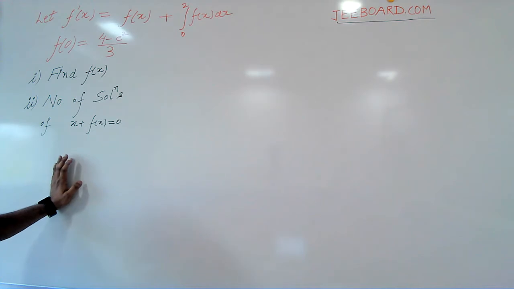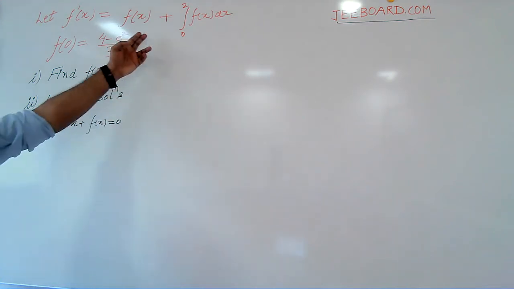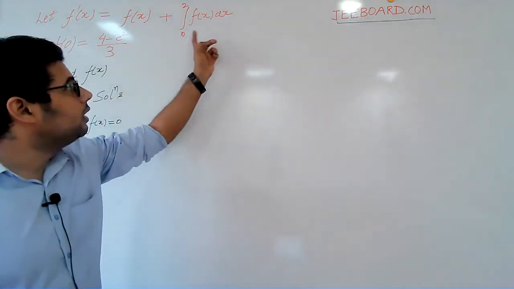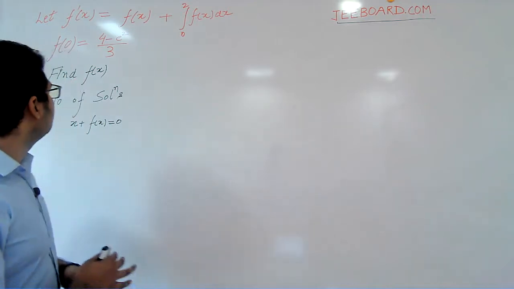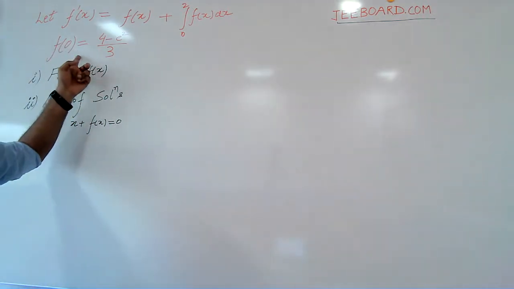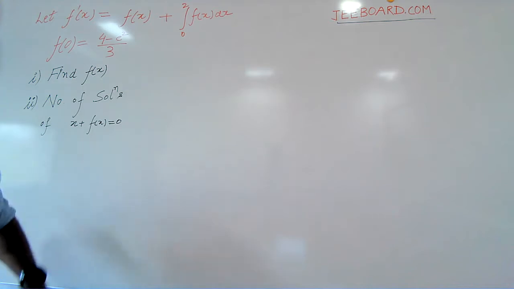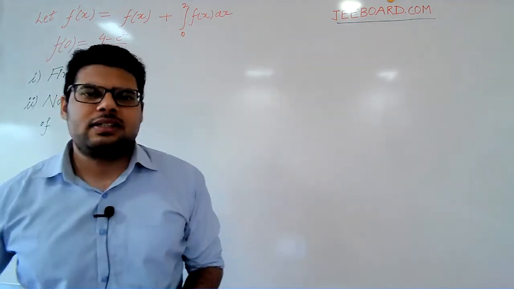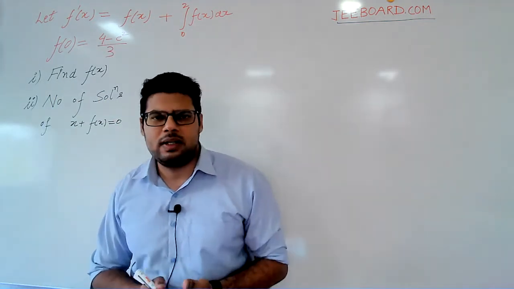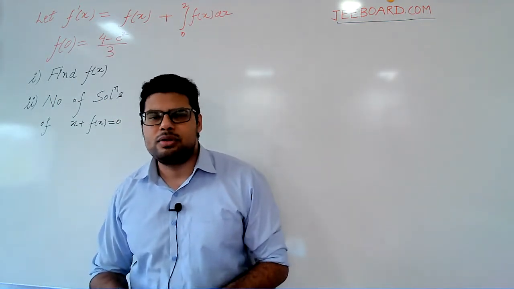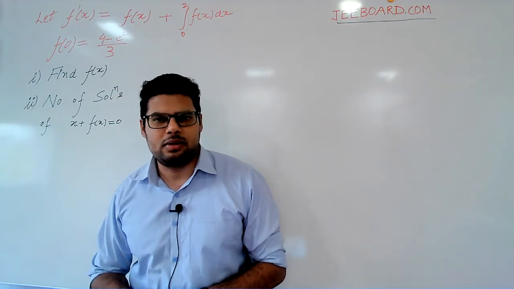f dash x equals f x plus the integral from 0 to 2 of f x dx. And we are also given that f of 0 equals 4 minus e square divided by 3. So we have to find out f x, and there is another part, the second part, that we have to find out: the number of solutions of x plus f x equals 0, right?